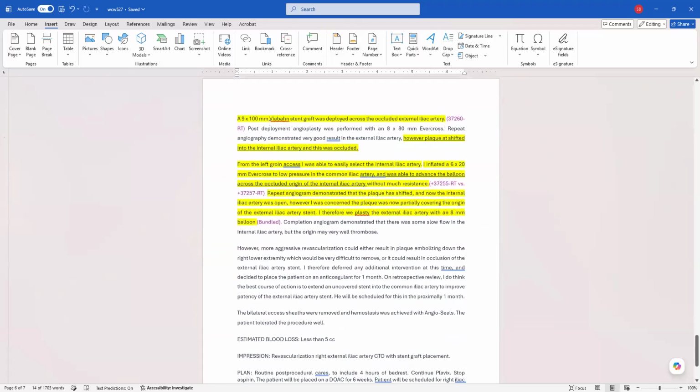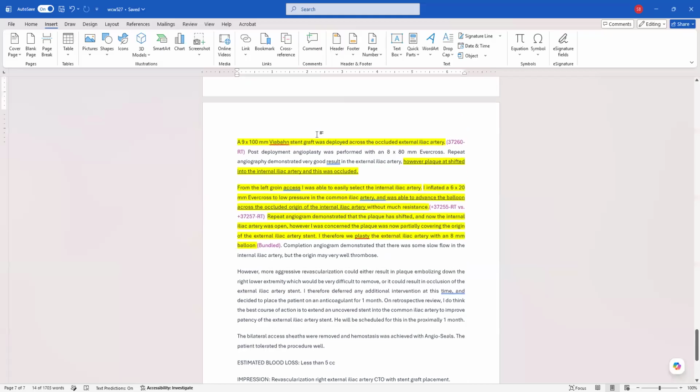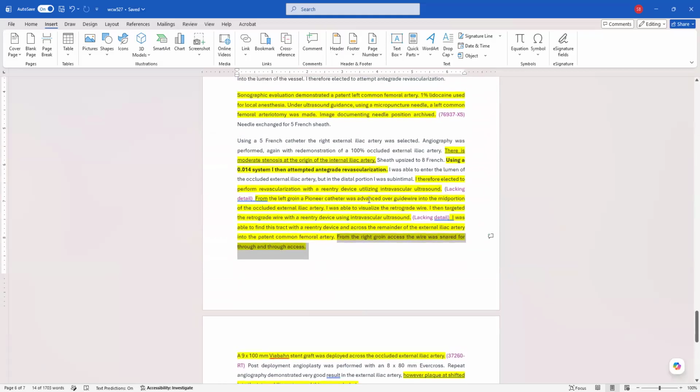If we go down to our next paragraph, it says a Viabahn stent graft was deployed across the occluded external iliac artery. So we knew earlier that we had a 100% occlusion.